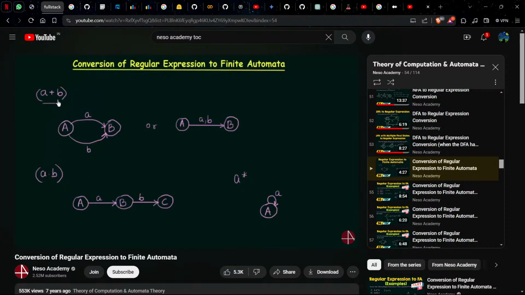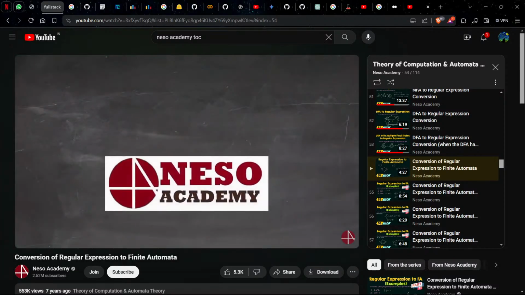So if you get this form, a union b, this is how you design it, and if you get a and b like this is the way you design it, and if you get closure of any input, this is the way you have to design it. So keeping these rules in mind, we will be seeing examples from the coming lectures.